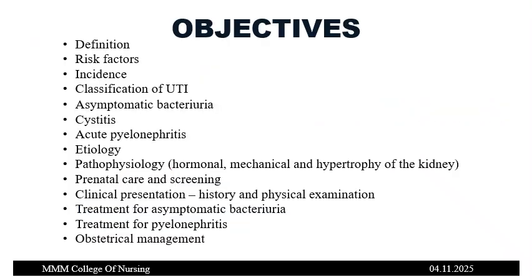Objectives. In this video, we are going to learn about definition, risk factors, incidence, classification of urinary tract infection, asymptomatic bacteriuria, cystitis, acute pyelonephritis, etiology, pathophysiology, prenatal care and screening, clinical presentation, history and physical examination, treatment for asymptomatic bacteriuria and pyelonephritis, and obstetrical management.